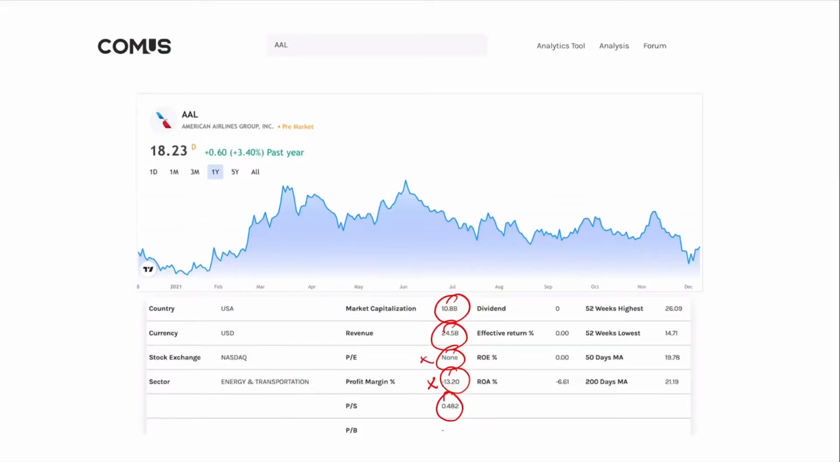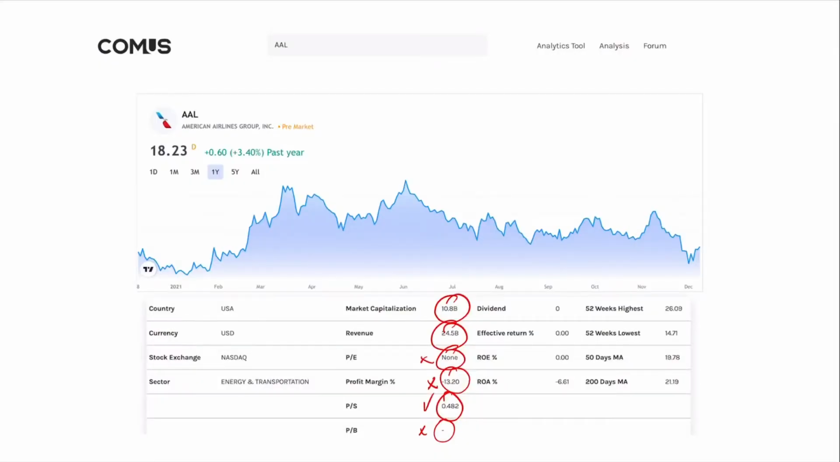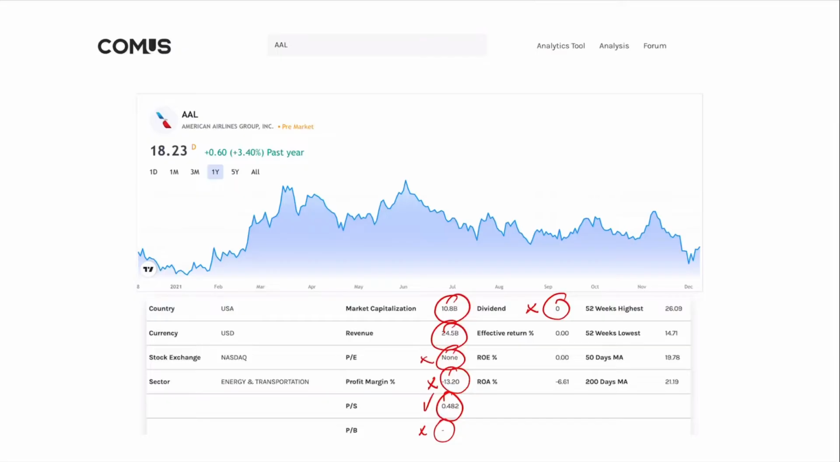Now, the price to sales ratio is at 0.4. Normally, I like to take a look at companies with a price to sales ratio of maximum 4. So this is within my range. So that is a go. Now, we don't have any price to book value data, but normally I like to take a look at companies with a price to book value of maximum 3. Now, they don't pay out any dividend, which is a shame because I like those dividend income.